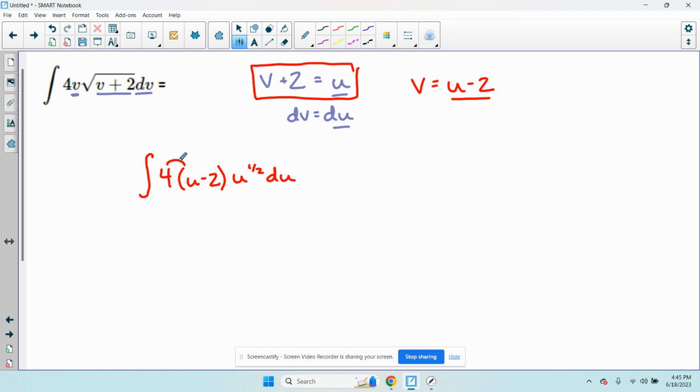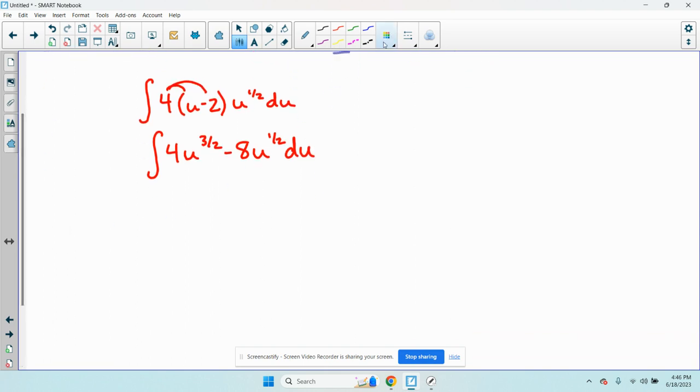I can distribute the 4 and distribute the u to the 1/2. So this first term is going to be 4 times u to the 1/2. So this is 4u to the 3/2. 4 times negative 2 times u to the 1/2 is negative 8u to the 1/2 du. Now I can integrate this.